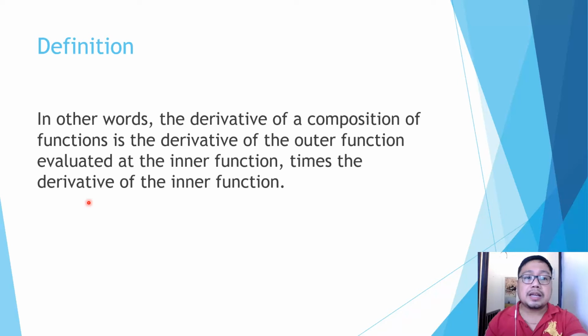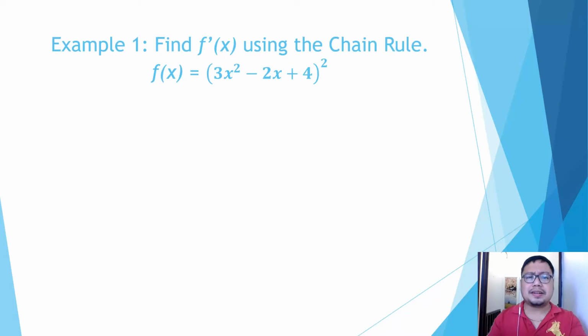Okay, let's have example number one. Find the derivative of the function, or f prime of x, using the chain rule. We're given the function to be x squared minus 2x plus 4, raised to a power of 2. Again, in simple words, what is the chain rule? It is the product of the derivative of the outer function times the derivative of the inner function.